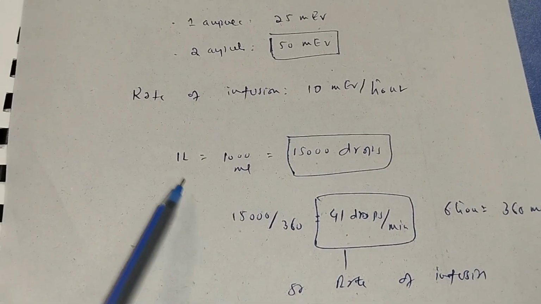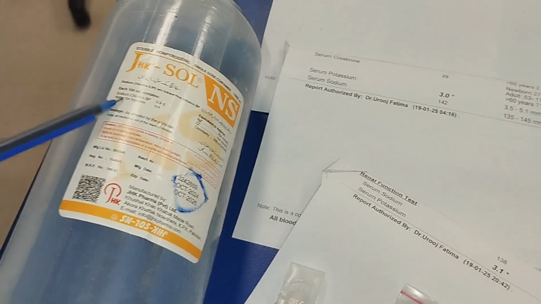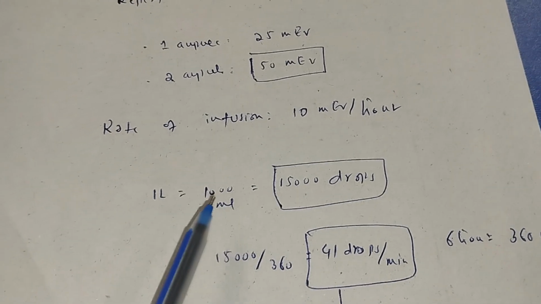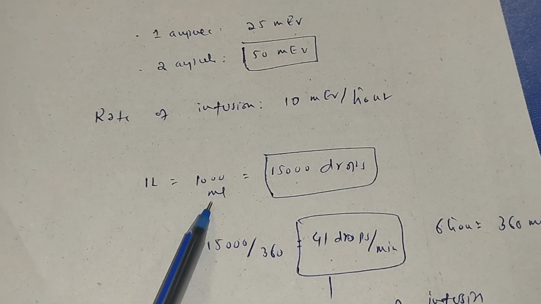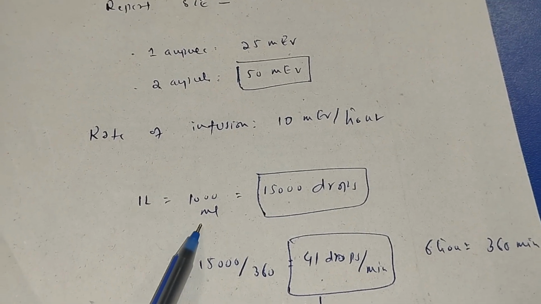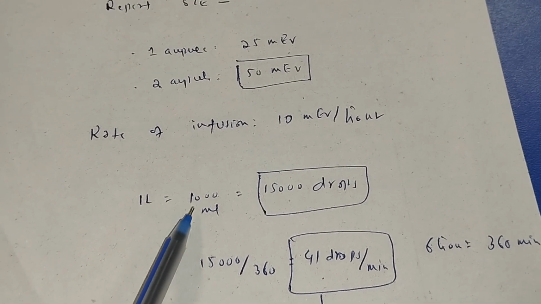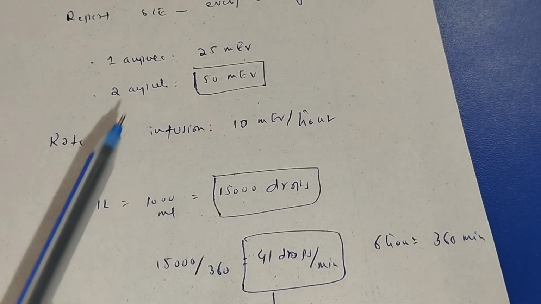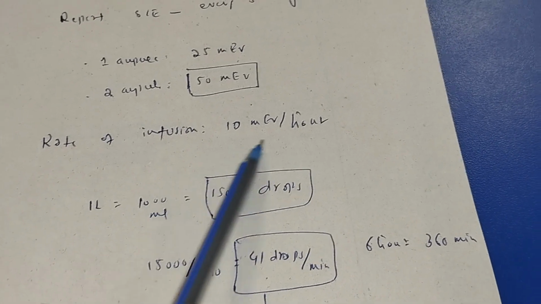Now we know 1 liter of this normal saline contains 1000 milliliters. 1 liter is equal to 1000 milliliters. Now how many drops are there in 1 milliliter? That is 15 to 20. So we'll multiply 1000 with 15, it will become 15,000 drops. Now these 15,000 drops we have to give in 6 hours.